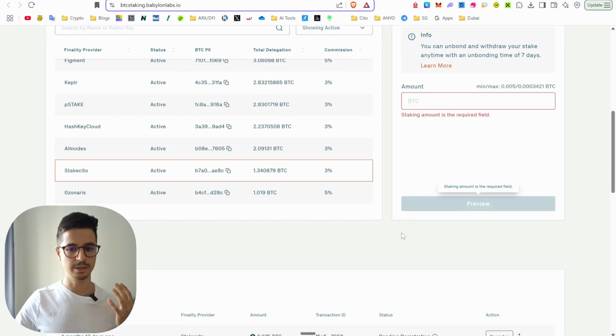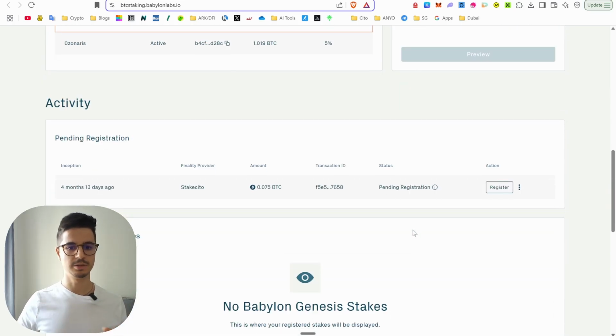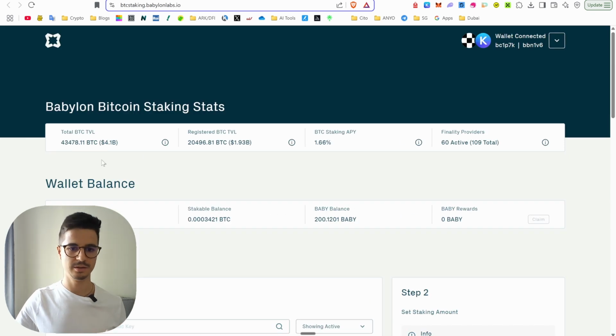But what I really wanted to show you here, the migration process from the testnet tokens onto the Babylon Genesis chain. So as you see here, 4 months ago, I staked 0.075 Bitcoin with Stakecito, and here the status is pending registration. So for now, my Bitcoins are here in this pool, but they're not securing the Babylon chain, and in the future, many more so-called Bitcoin secured networks like Osmosis will become one, or Sui Network, and many others.